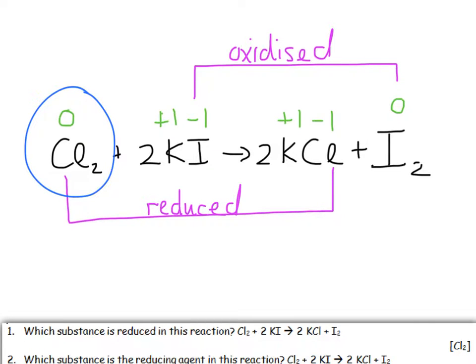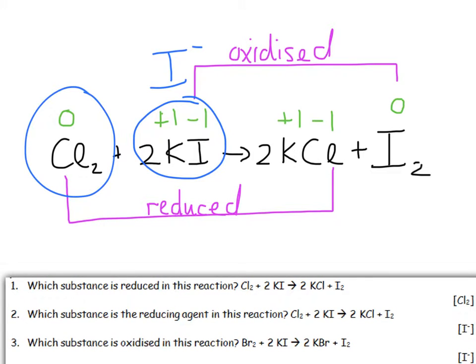And then the next part of the question says which substance is the reducing agent. The reducing agent is whatever gets oxidized. So you can either say that it is the potassium iodide or just the I-. But in this particular instance, you were given I- as one of the options in multiple choice. Because if you think about it, this potassium is actually a K+ and an I- that have been ionically bonded.